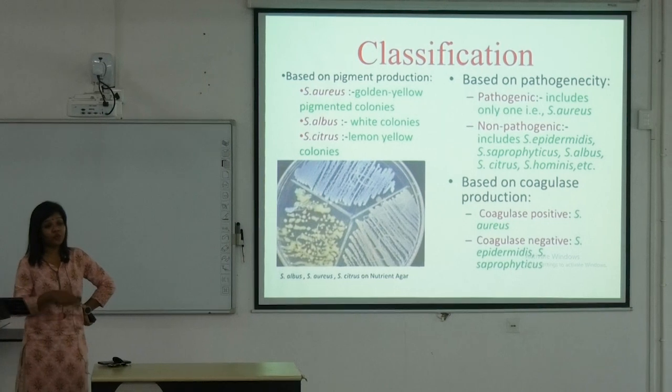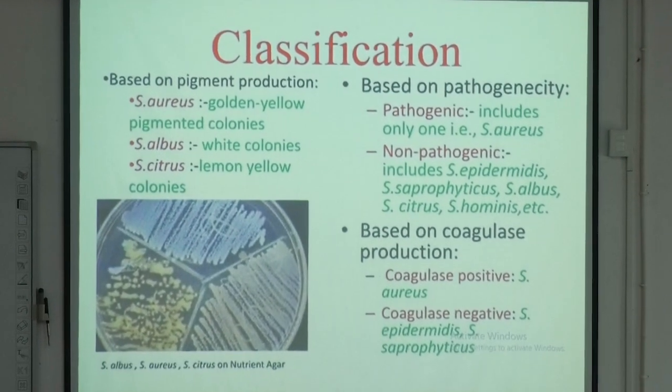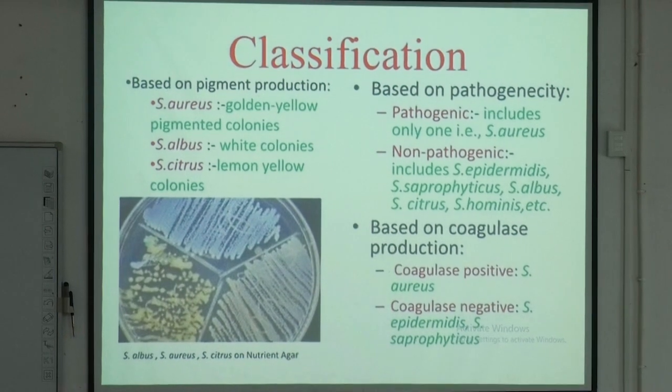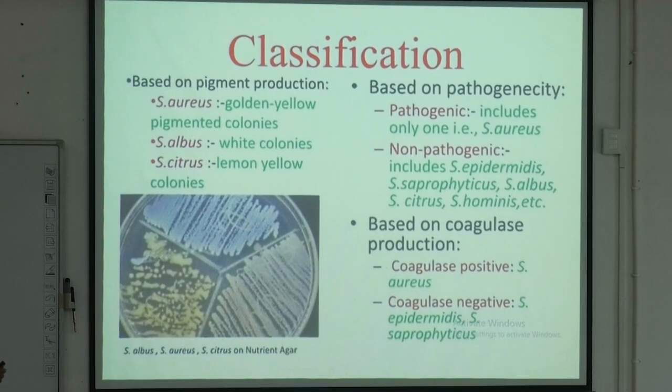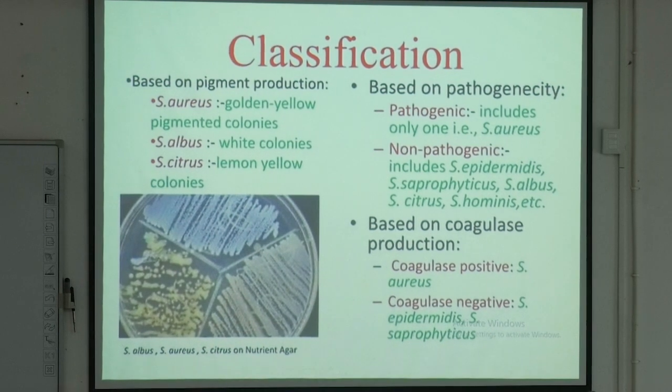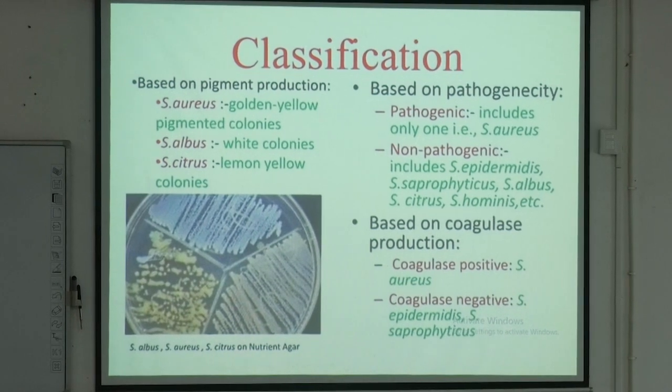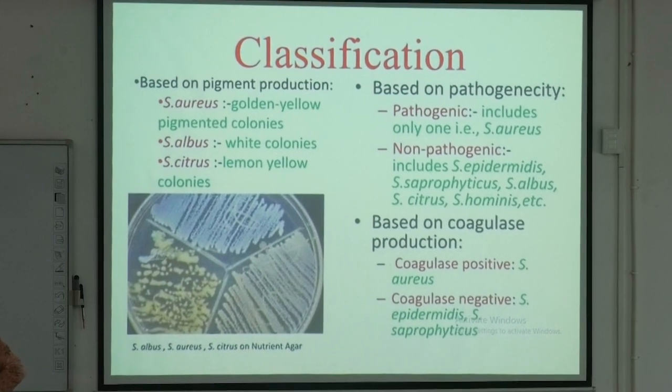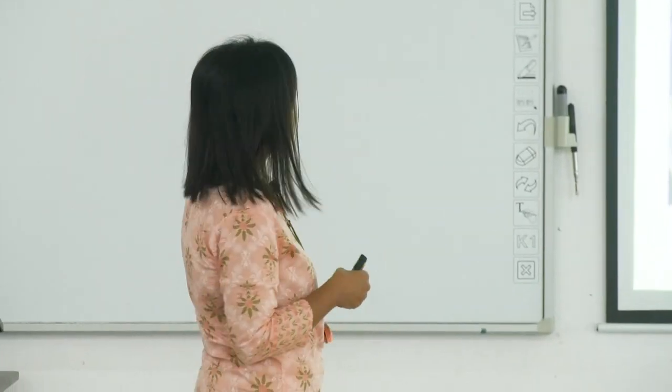These are the types we can differentiate. How do we classify Staphylococcus in different categories? Based on pigment production, this is Staphylococcus aureus, which is found in 90% of any infection caused by Staphylococcus species. So why is it called aureus? Aureus means golden yellow color pigment. If there is a good culture plate, I will show you in your practical class: golden yellow color pigmented colonies.